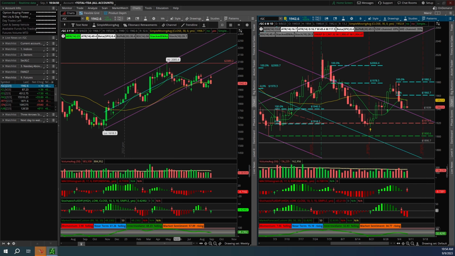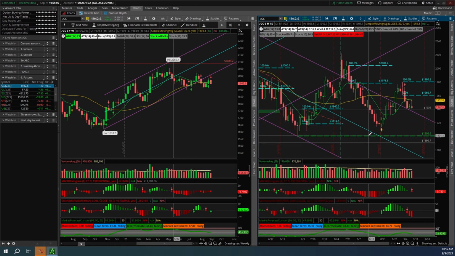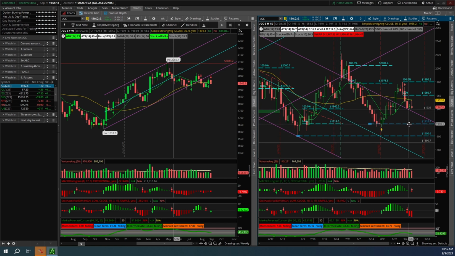I would expect this one to move at least to this level here, which is 1920 or even 1900. This line here, I'm going to remove, and I'm going to probably duplicate this and move it a little bit right here to that level. So 1930 to 1900 would be the next support level, I would say, in this area right there.